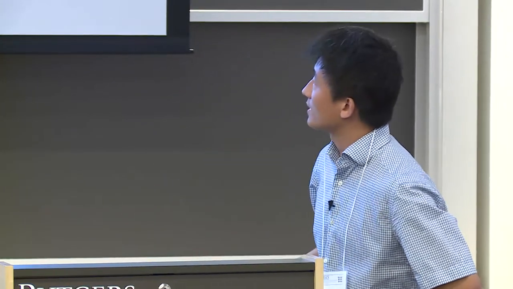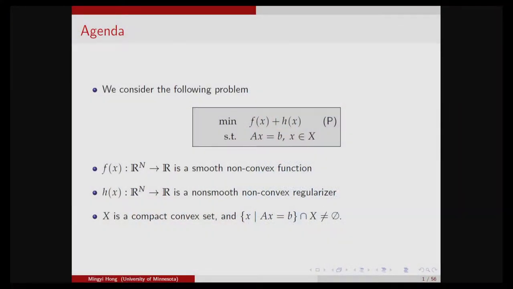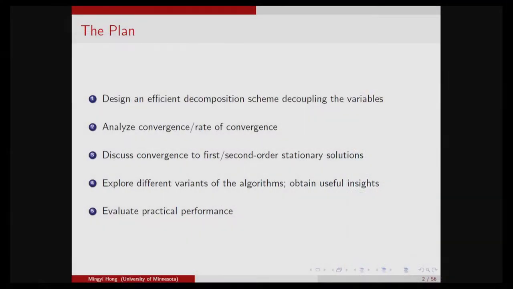f(x) is a smooth non-convex function. h could also be non-convex, but it is the regularizer. Capital X is a compact set, and we have the linear constraint Ax equals b, and together they are not an empty set. Okay, so the problem has a solution. So this is a very general problem setup, and it has many applications that we're interested in, especially in distributed optimization. We'll talk about a few applications shortly.